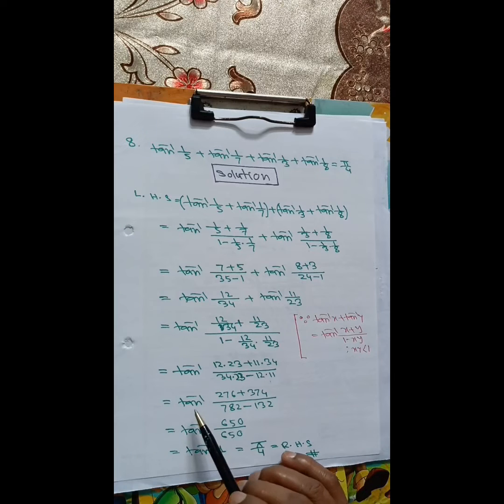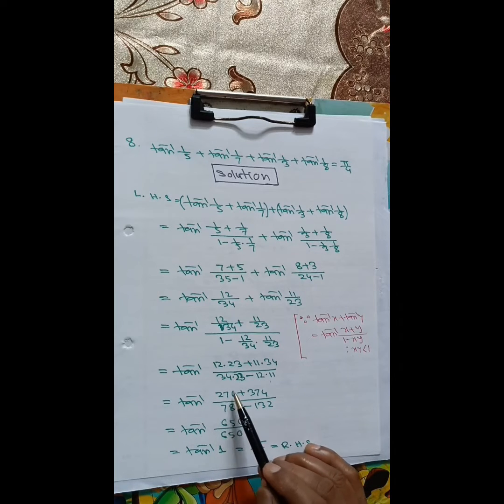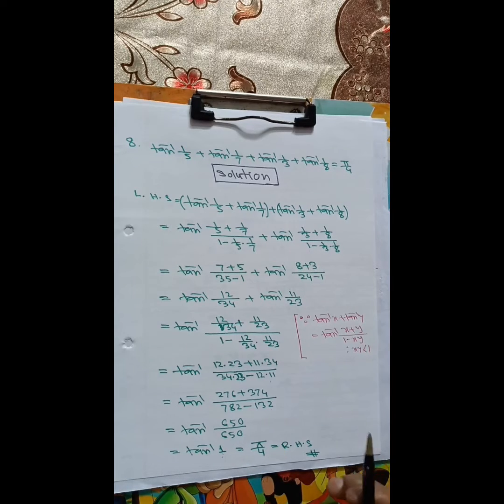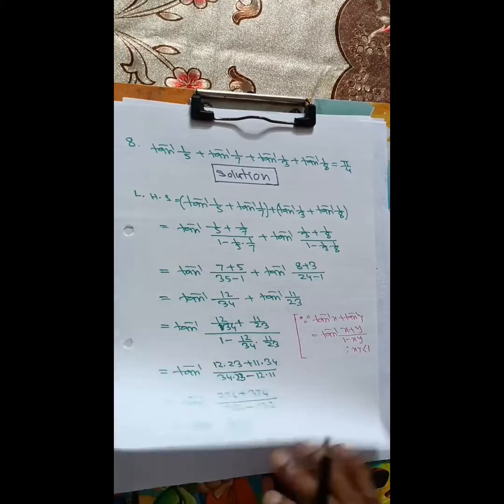After simple calculation, we get tan inverse 276 plus 374 divided by 782 minus 132. After addition and subtraction, we get tan inverse 650 divided by 650. Both are the same number. Then we get tan inverse 1. Tan inverse 1 is nothing but pi by 4, which is equal to the right hand side. Very easy problem.